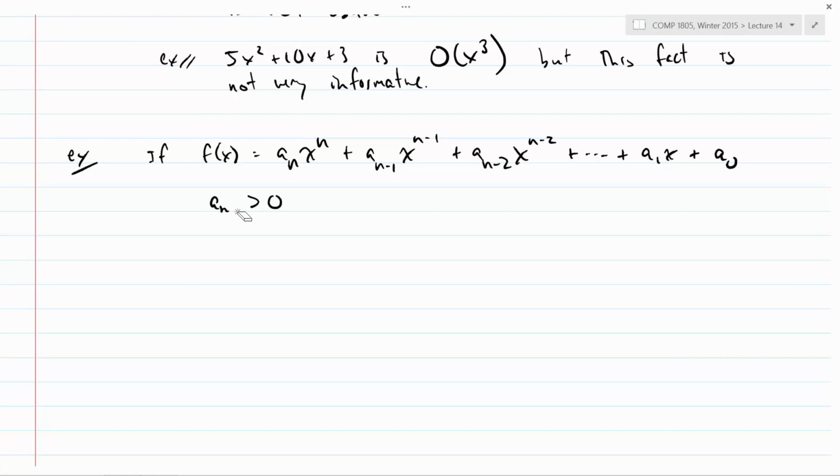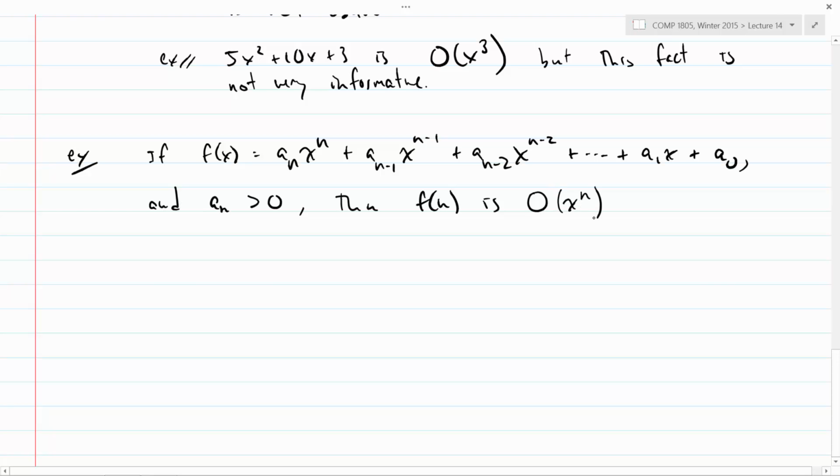So what I want to prove is that f of x is big O of what? What should this be? x to the n. And the thing that's implied here is that a0 all the way up to an are constants. So they're not variables of the function. The only parameter of the function is x.